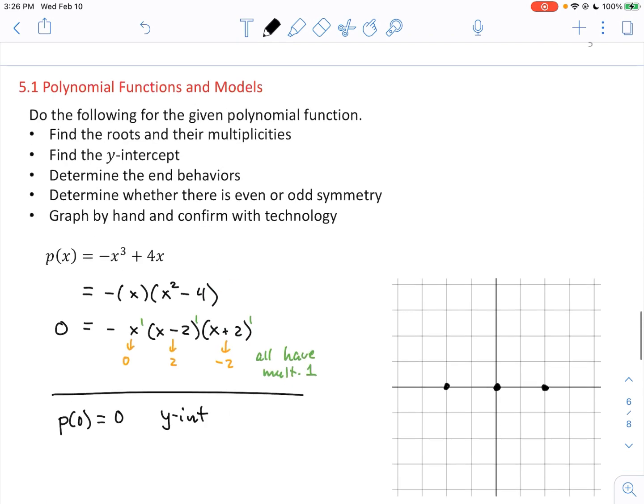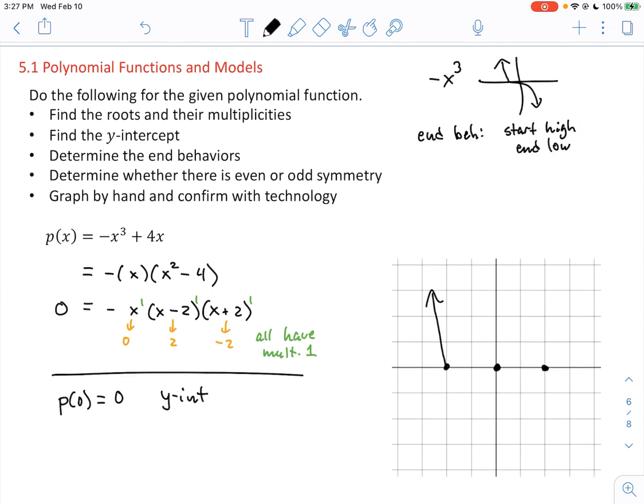For the end behaviors, you just have to know what the graph of negative x cubed looks like. Well, x cubed looks like this. Negative x cubed is its mirror image. So you focus on just the leading term to get the end behaviors. So we know that this graph is going to start high and end low. We'll be up here in the second quadrant, and then we're going to finish going down into the fourth quadrant.